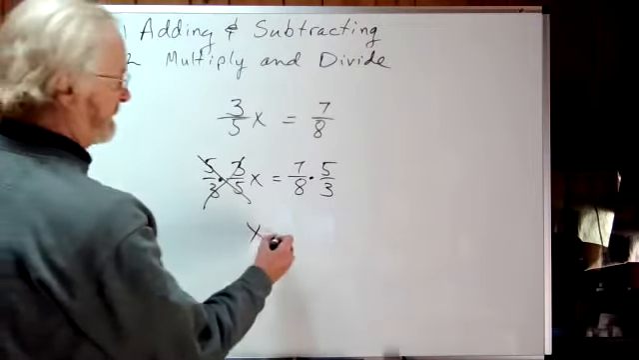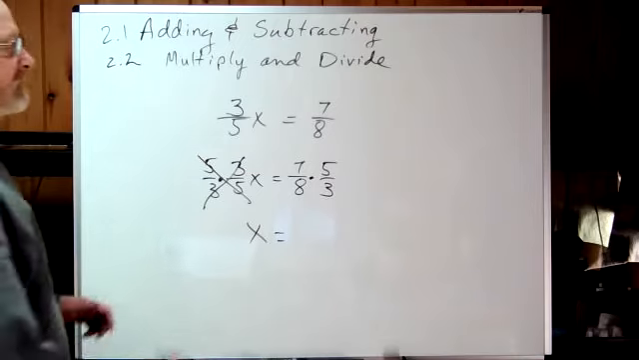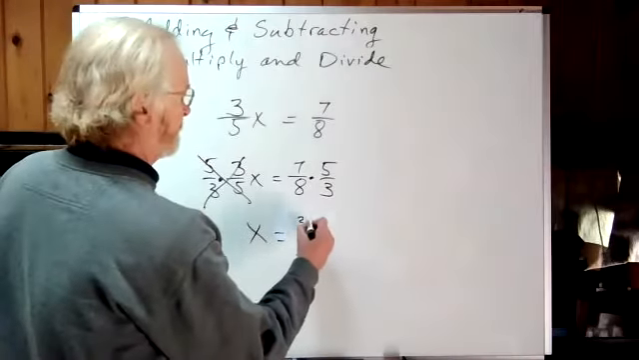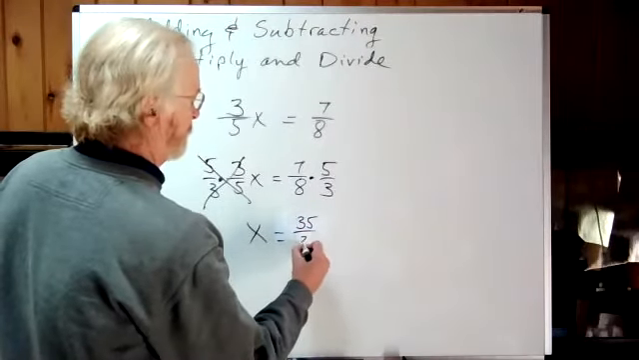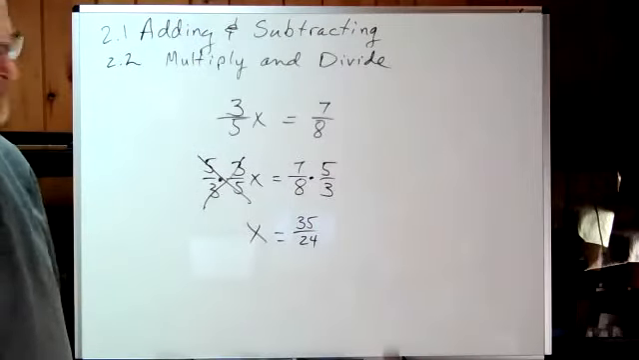And over here, well, I made up some numbers and there's nothing to simplify at this point. 35 over 24. There were no common factors. That's a lowest terms answer. Just like that.